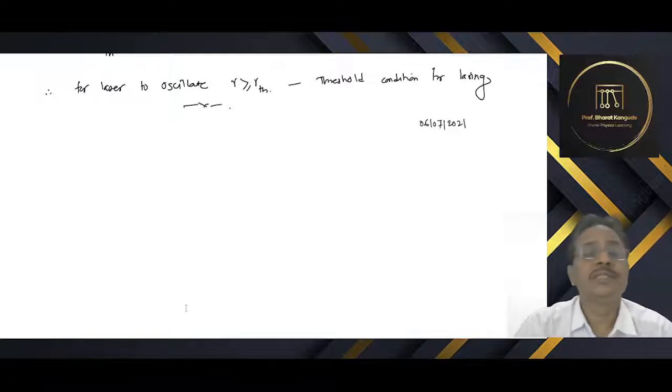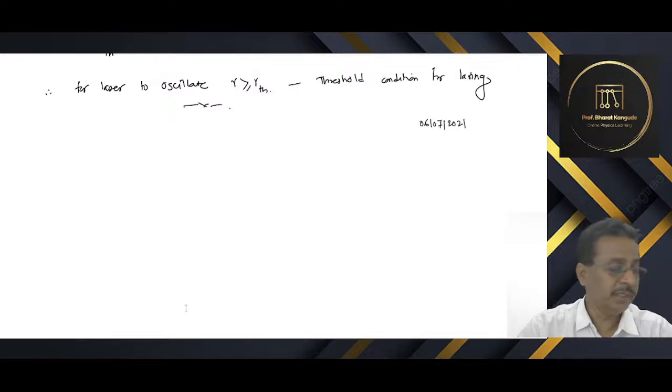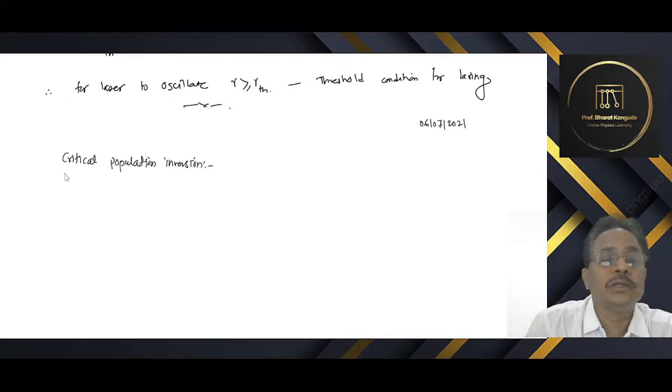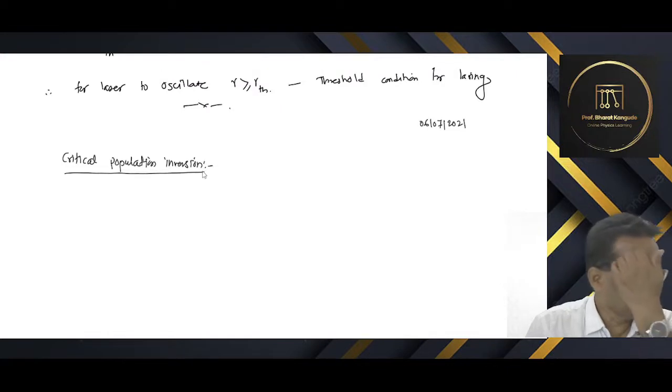Okay, so let us begin with today's important concept. Another important point here. This is called critical population inversion. First, we will see this concept orally, that is qualitatively, and then we will go for the next parts as earlier. Okay. Now see here.